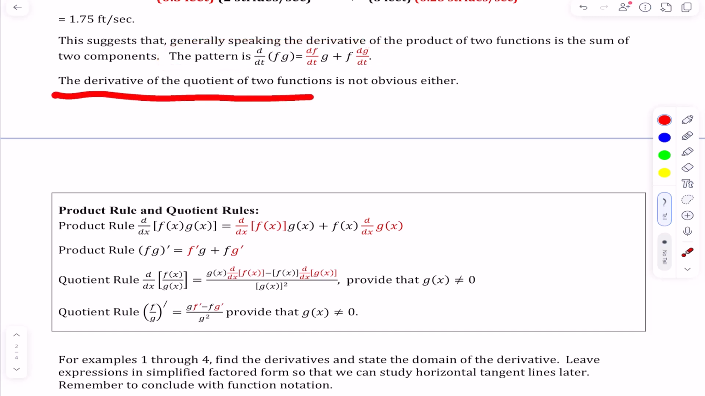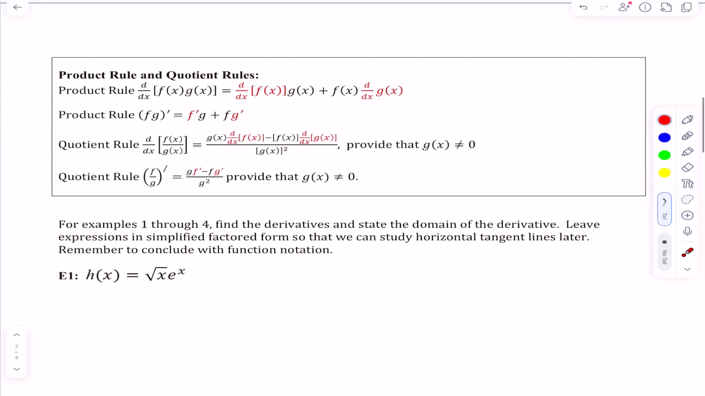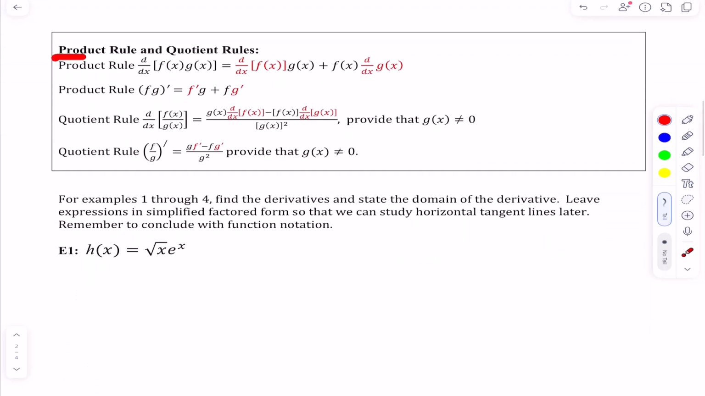The derivative of the quotient of two functions is not obvious either. And here they are. Here are the product and quotient rules together. The first two are just different ways of writing the product rule. You are responsible for knowing both because we do need Leibniz notation and we do need prime notation to indicate functions. Leibniz notation is more important, so make sure you're able to write the Leibniz notation.